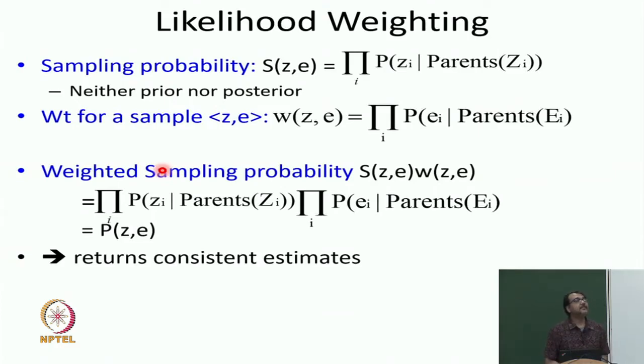Now comes the more interesting question for you guys. Think intuitively again. Is likelihood weighting a better algorithm than rejection sampling? Better in what sense? Okay, good question. Better in which sense? Is it worse in some sense?